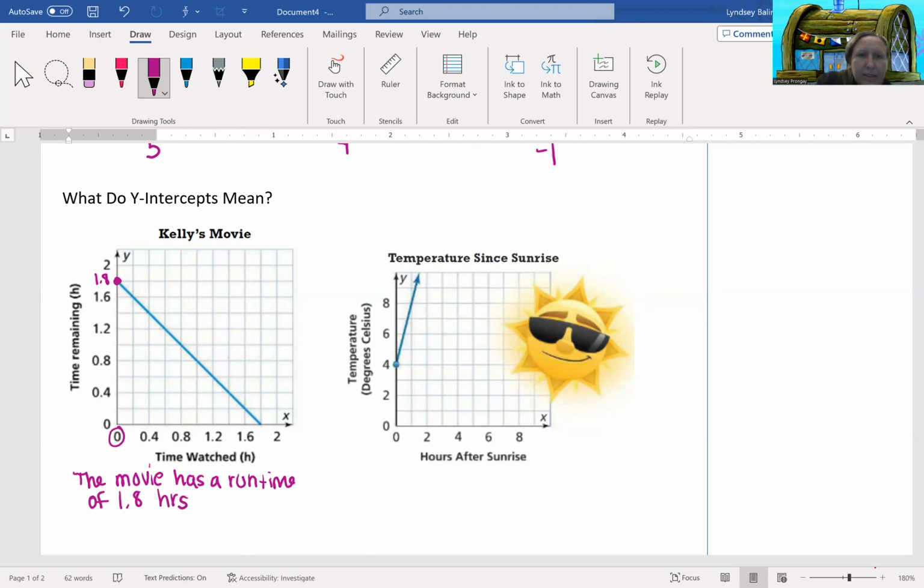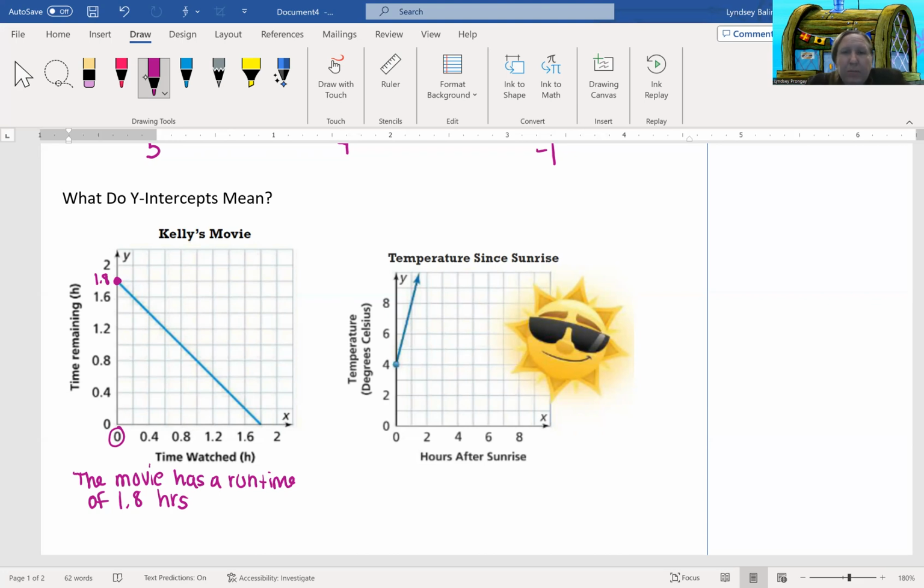Because as time watched increases, which is our x, the amount left, the amount remaining in the movie, is going to go down. But at the start, when x is 0, that means no time has been spent watching it. So the movie must be 1.8 hours long.